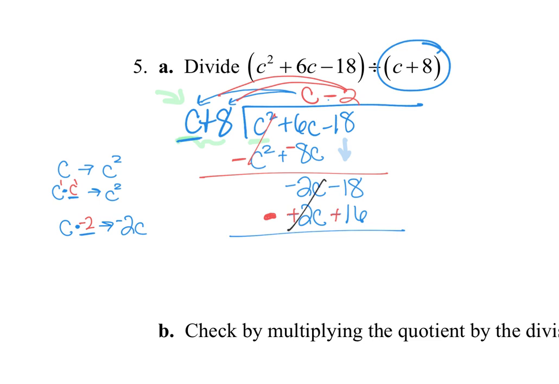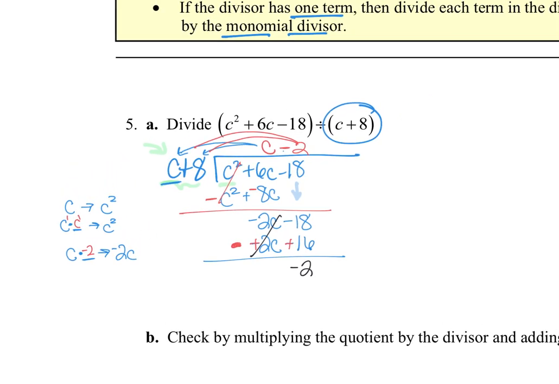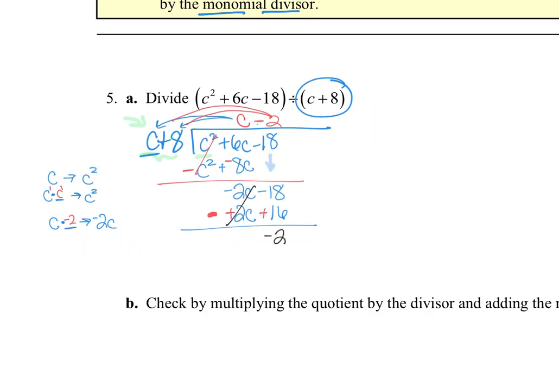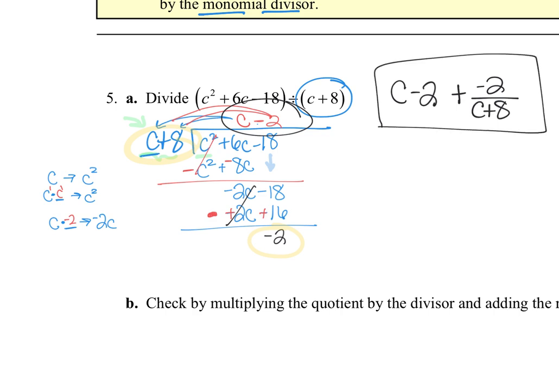So this zeroes out like it's supposed to. And here I have left negative 2. So how are we going to write our answer? It is your quotient. So my answer is c minus 2 plus the remainder. What was your remainder down here? Negative 2. Negative 2 divided by, what is your divisor? C plus 8. And that, my friend, is your answer.